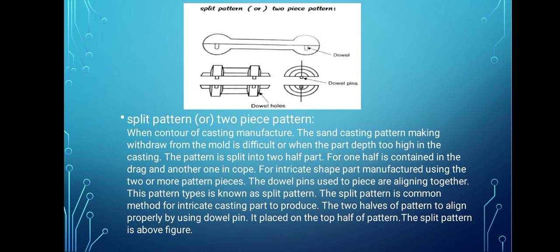For intricate shaped parts manufactured using two or more pattern pieces, dowel pins are used for aligning them together. The split pattern is a common method for casting parts. The two halves of the pattern are aligned properly by using dowel pins. It is placed on top of the pattern.